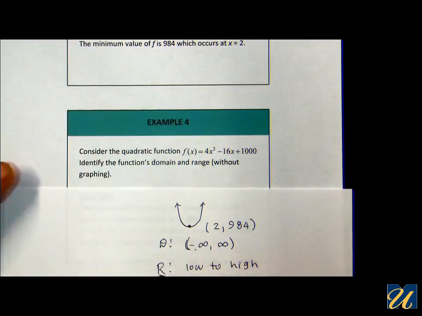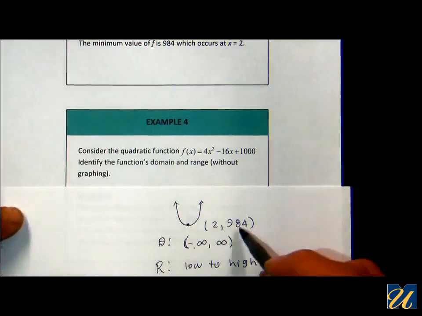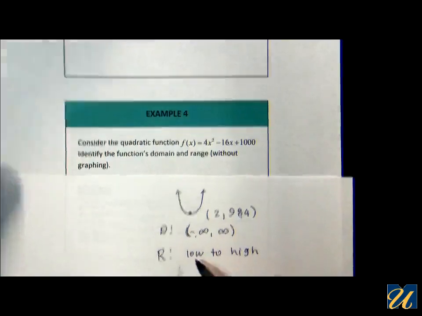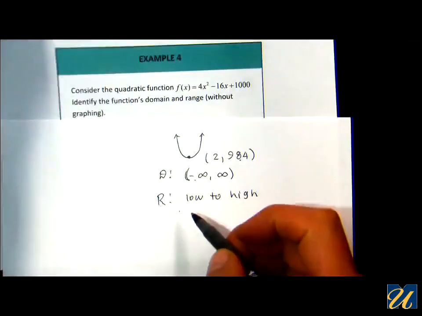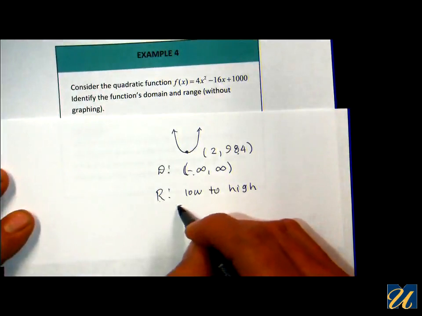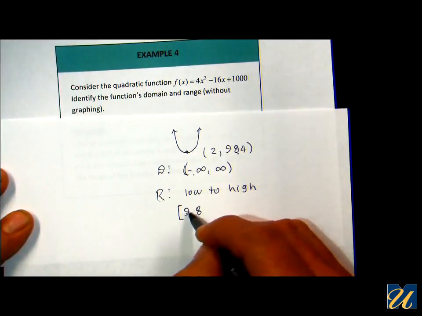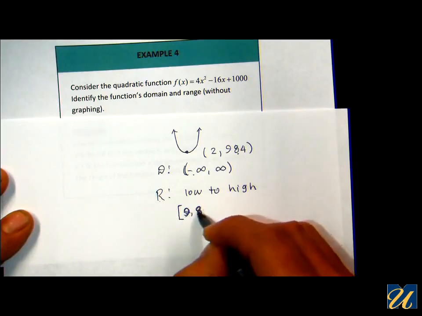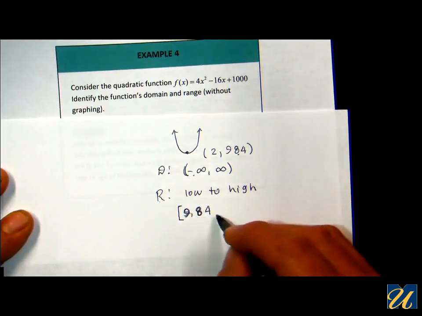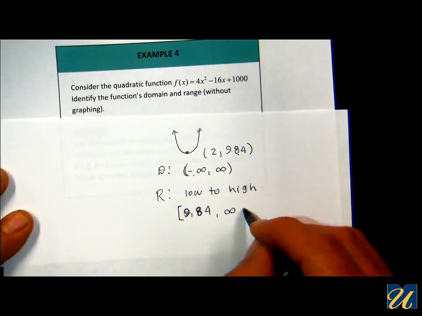This is the vertical. This is the y values, the range from the low to the high. And the low point's 984. We can reach that low point. So we have to write the closed interval, including 984, 984, no comma right there, and then up forever to infinity.